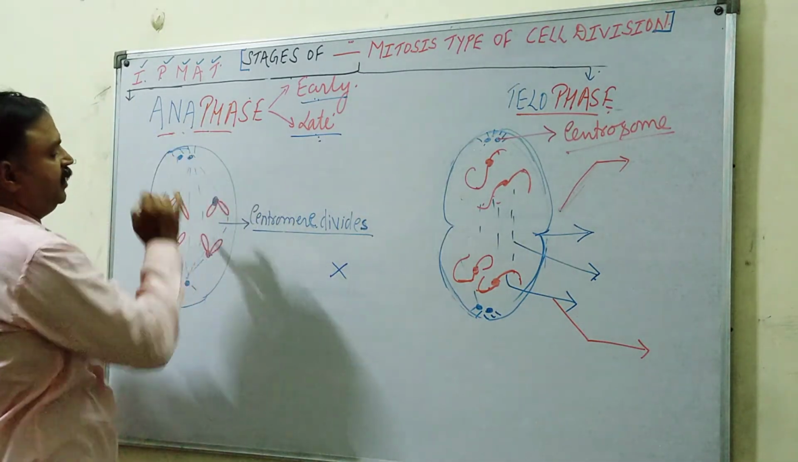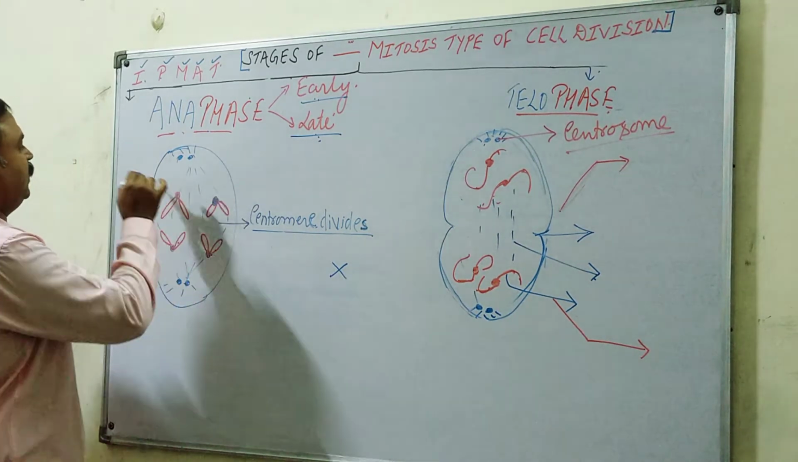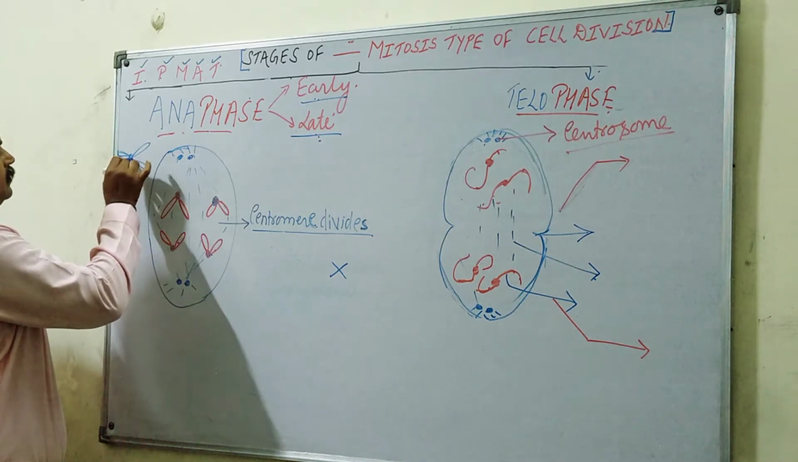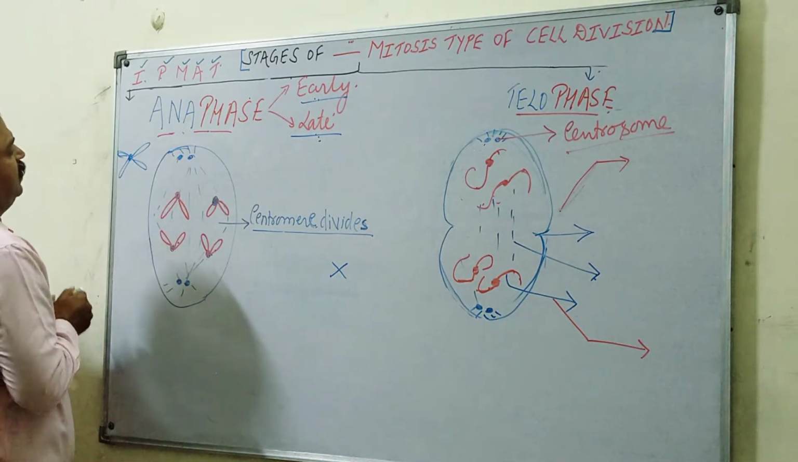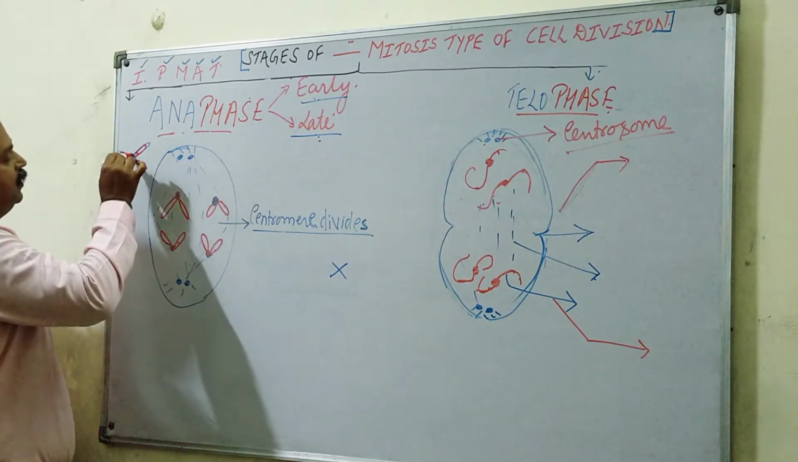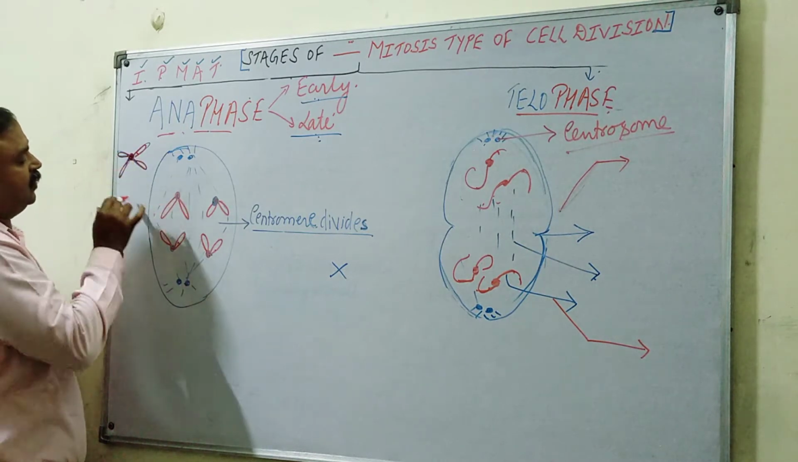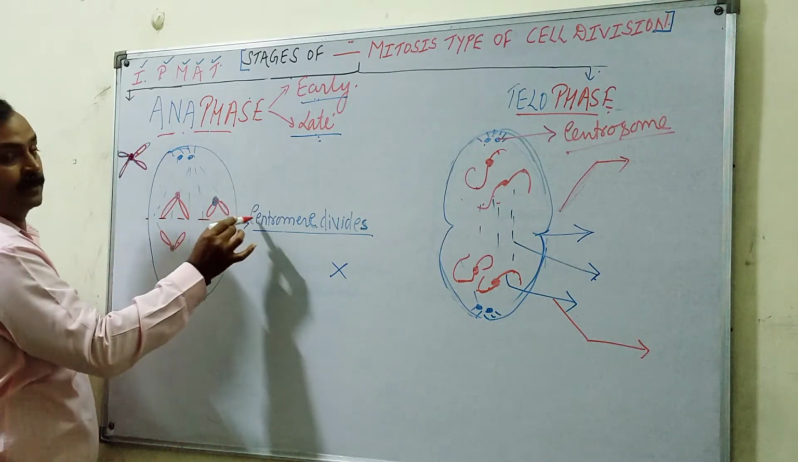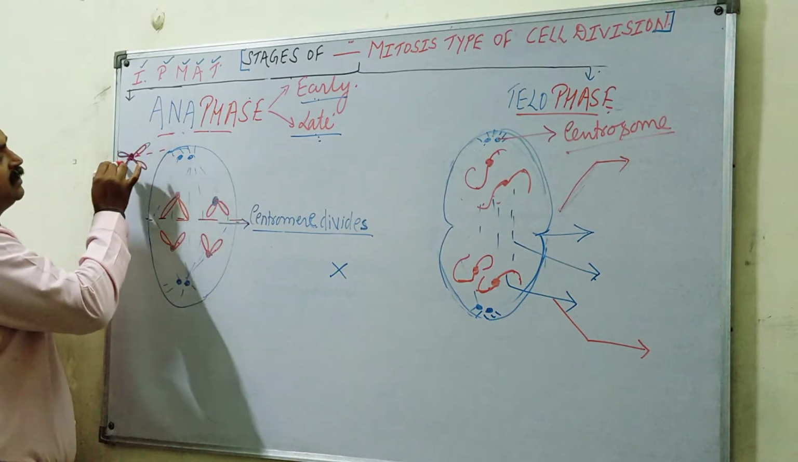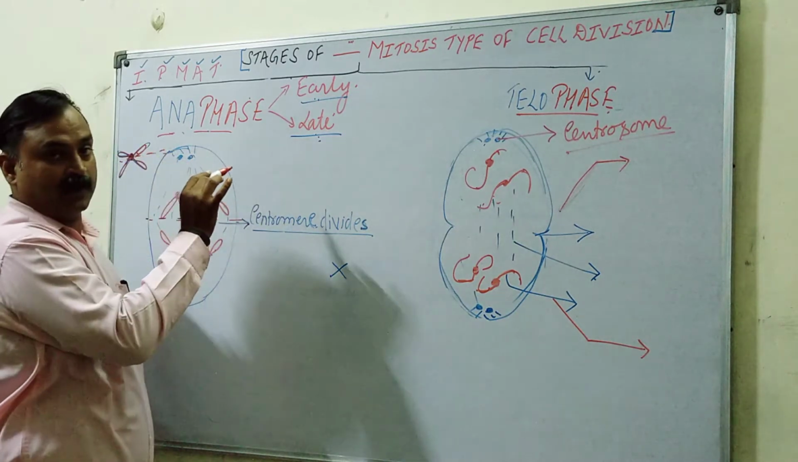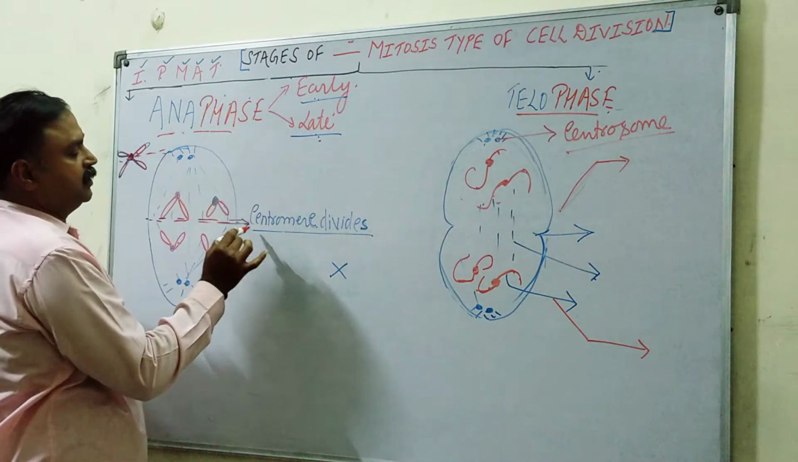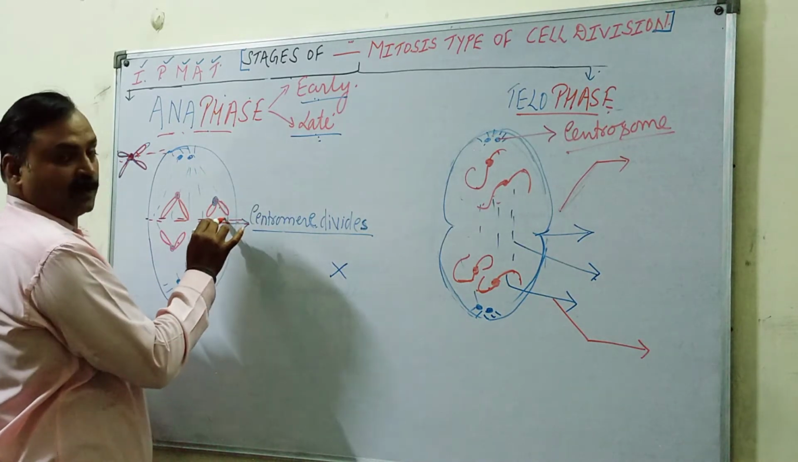So anaphase, the main feature of anaphase. Like in metaphase you have seen the chromosomes were arranged on the equator with four chromatids. Now in anaphase, whatever was on the equator will divide from the center. Now what is the center of this structure? The center of this chromosome is centromere. So in anaphase, chromosome divides at centromere.